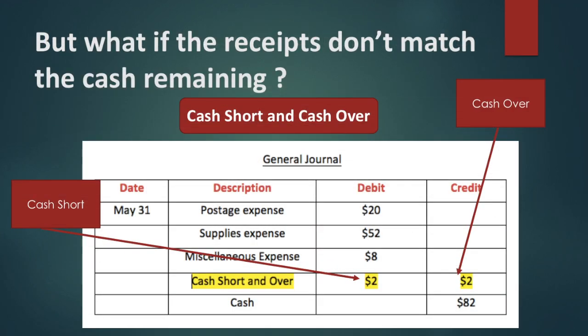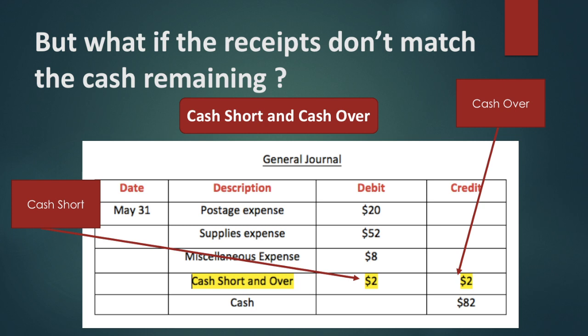However, in some circumstances, the balance of the petty cash account could be more or less than the amount we should have left, so we could either be cash short or cash over. This can be due to employees forgetting to submit receipts and mistakes on the receipts themselves. We record this as an unidentifiable expense or revenue.